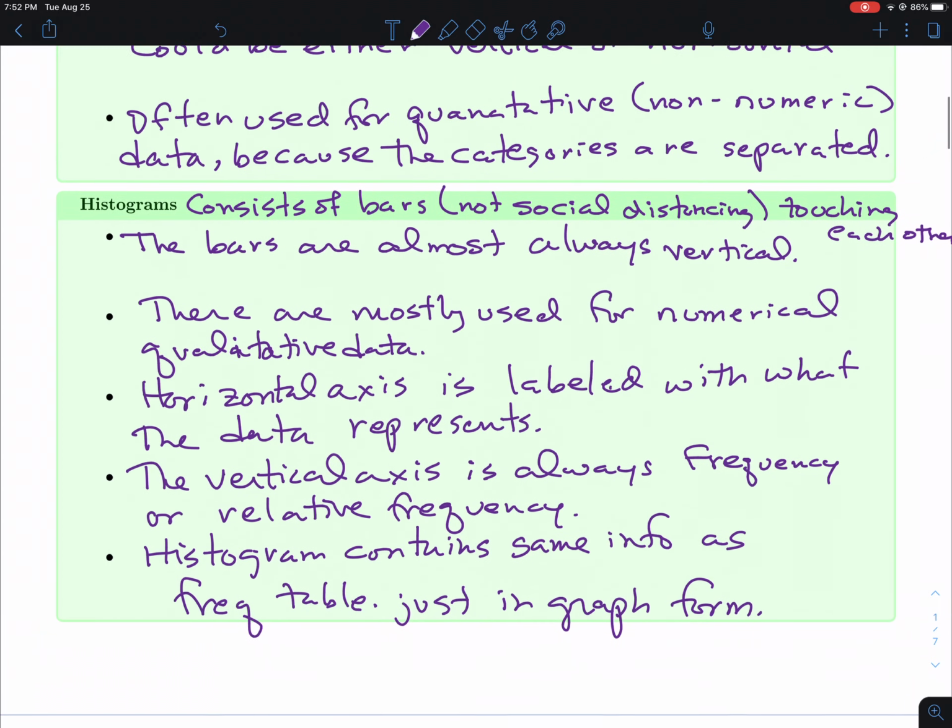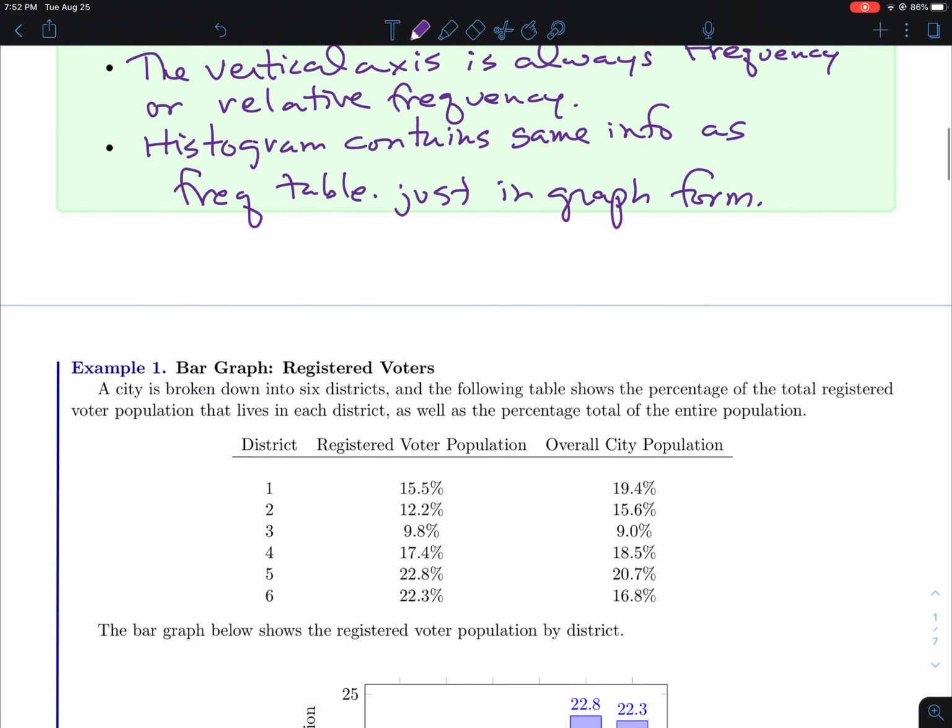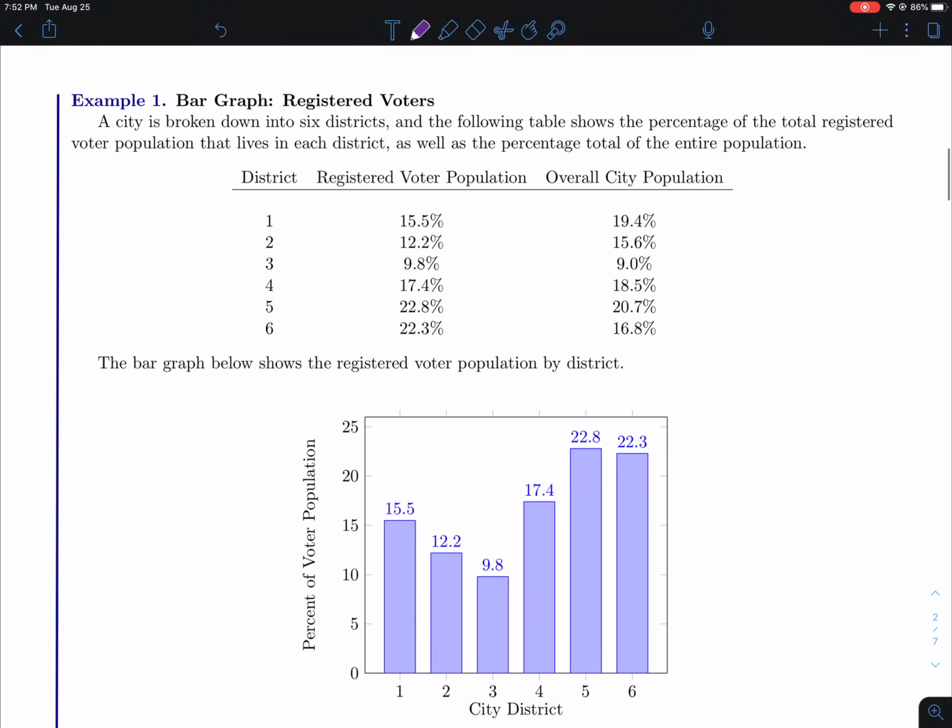All right, so that just gives you a little bit of a summary. So now let's look at some possibilities here. In this case, here's example 1. We've got a city broken down into 6 districts. The following table shows the percentage of the total registered voter population that lives in each district, as well as the percentage of the entire population. So again, notice our categories in this case are numeric, technically 1, 2, 3, 4, 5, 6, but they're districts. So it's not like you could add them up and get different districts. So this really is qualitative data, the categorical data.